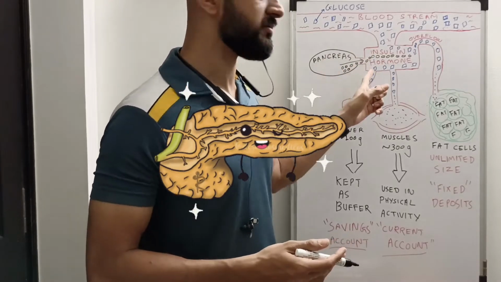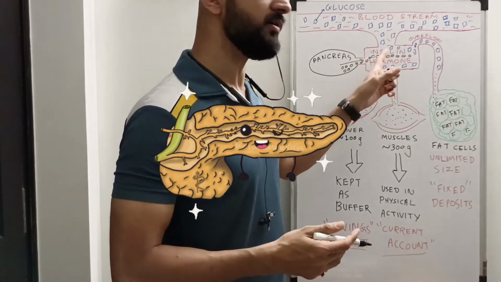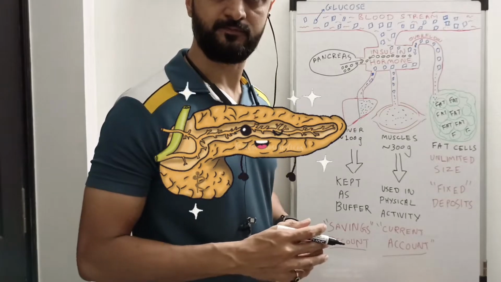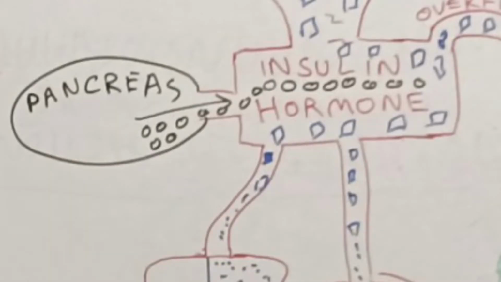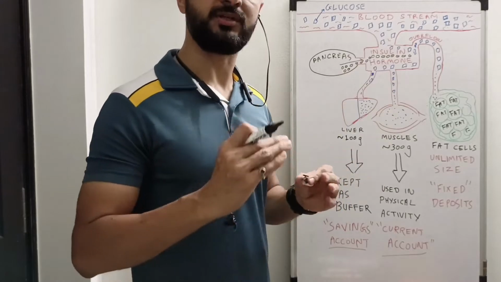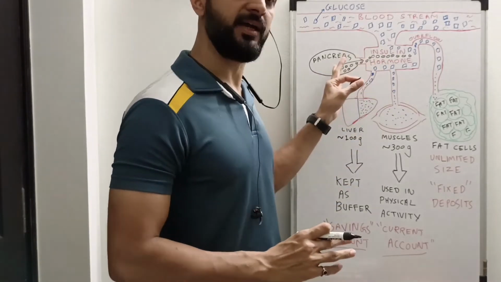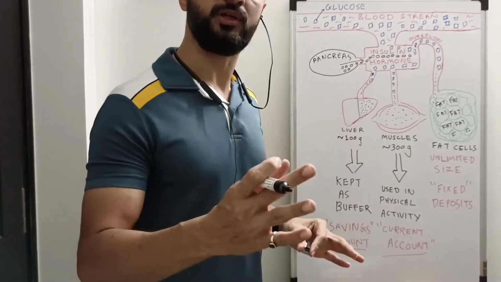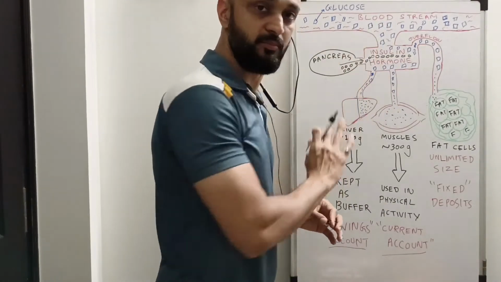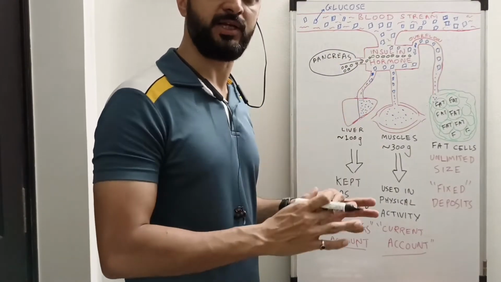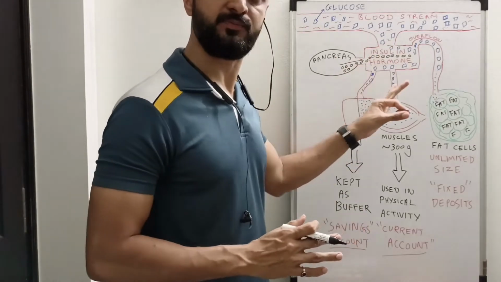Now once the glucose starts to rise in the bloodstream after having food, the pancreas releases the insulin hormone. Some of the insulin hormone is already present in the blood, which is the minimum required. Normal insulin level is always present in the blood. But if the glucose rises a little bit beyond that, then the pancreas starts releasing more insulin hormone into the blood.